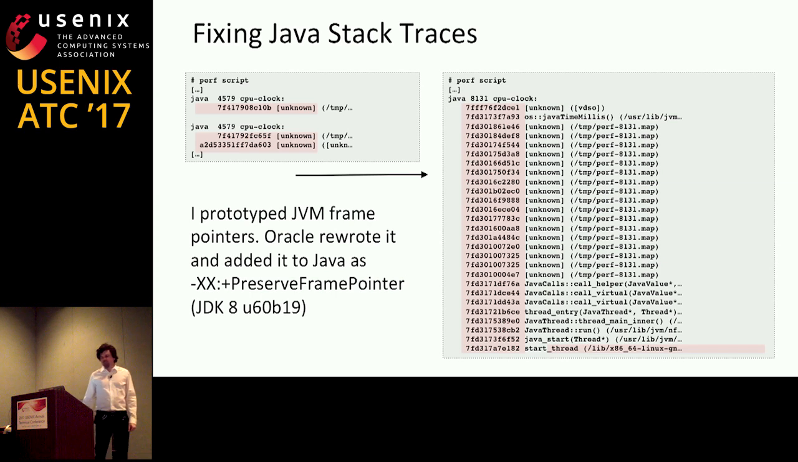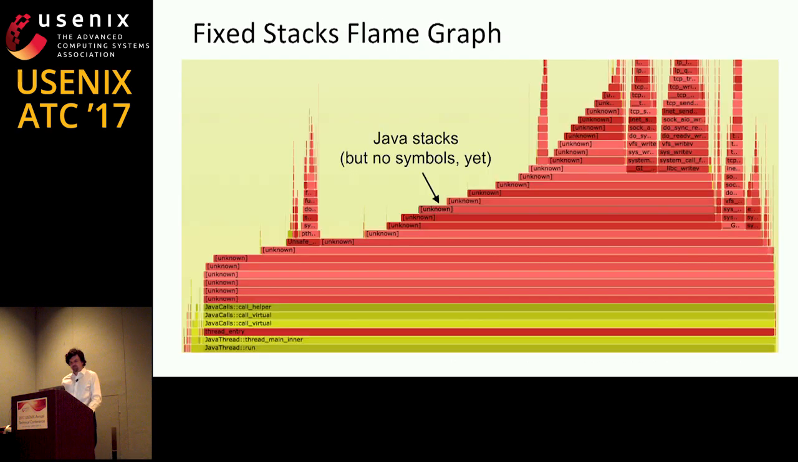Java is a special case with stack traces in that this is not GCC, but rather HotSpot. The C2 compiler would reuse the frame pointer register. And I prototyped a JVM fix for that. And Oracle were nice enough to take it and then rewrite it and make it nicer. And it's now in JDK 8 update 60 build 19. So you can do -XX:+PreserveFramePointer and you get Java stack traces. Just as an example of fixing a runtime to do this.